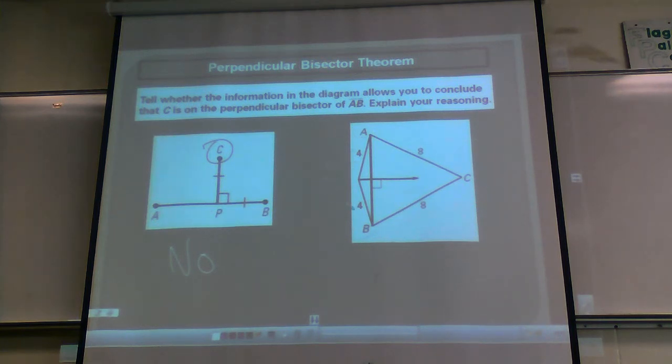And then this one over here, same question. It's basically saying, if I extend this line out, is it going to pass through C? Yes. Why? They're both 4 and 4, and then 8 and 8. The 8 and 8 tells you this point is the same distance to the endpoints. It's the same distance to the endpoints, so it has to be on the perpendicular bisector. That's what the converse says.